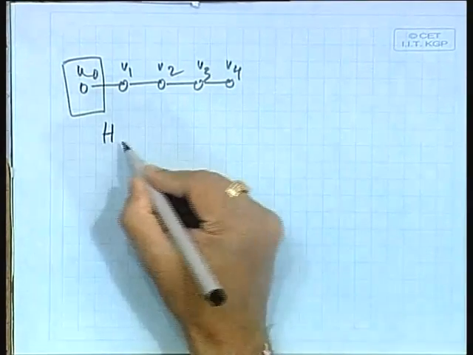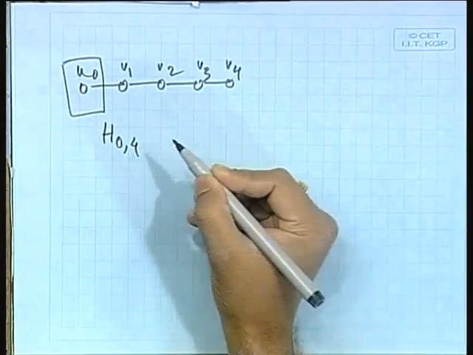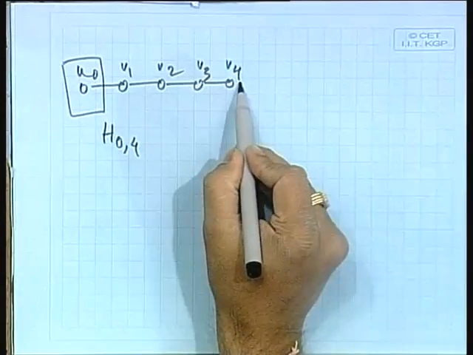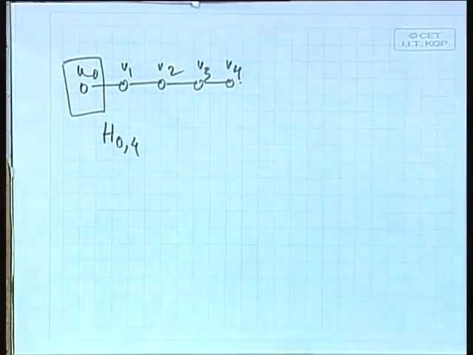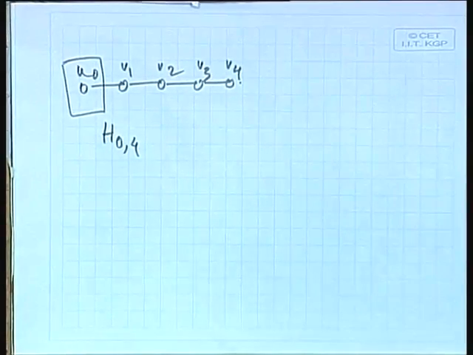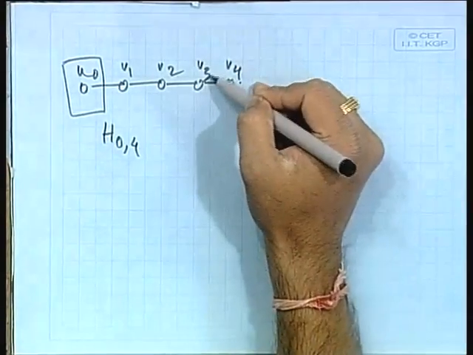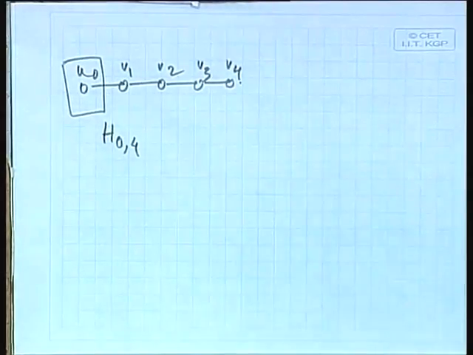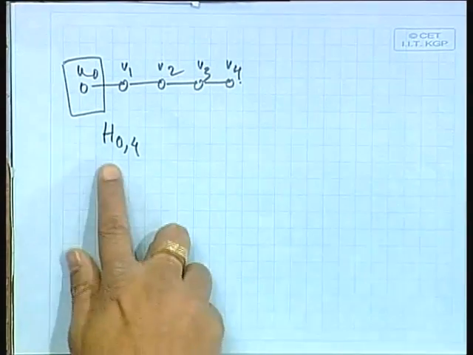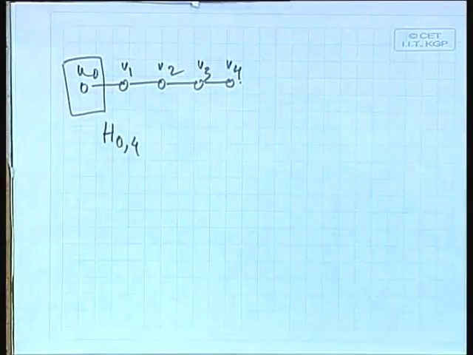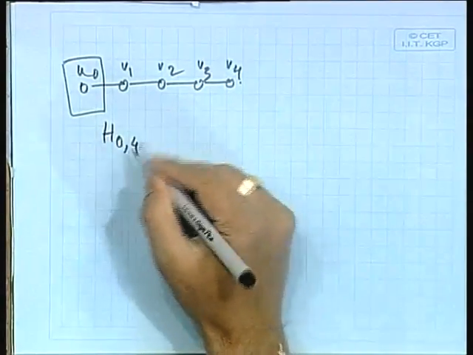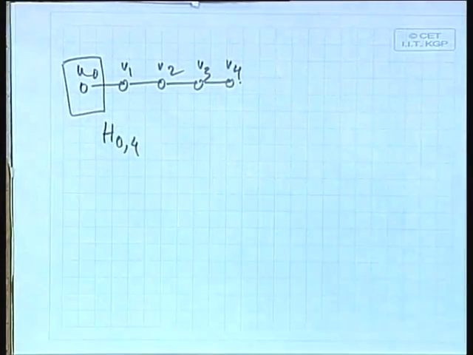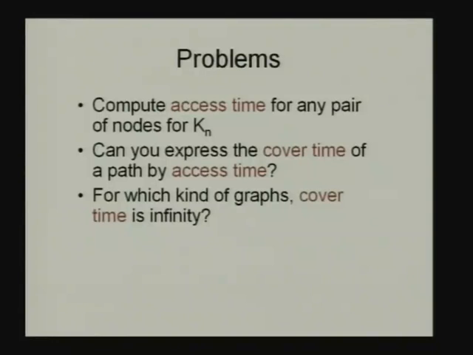So h 0 4, you get it? If you can access 4 from 0, you have to essentially access everything which is in between 0 and 4, right? Since it's a path, you can't go to v4 without going to v3 and so on. So if you ensure that you have gone to 4, you ensure that you have reached every node. So for a path, the cover time is equal to the access time between the first and the last node. And for which kind of graphs is cover time infinity?